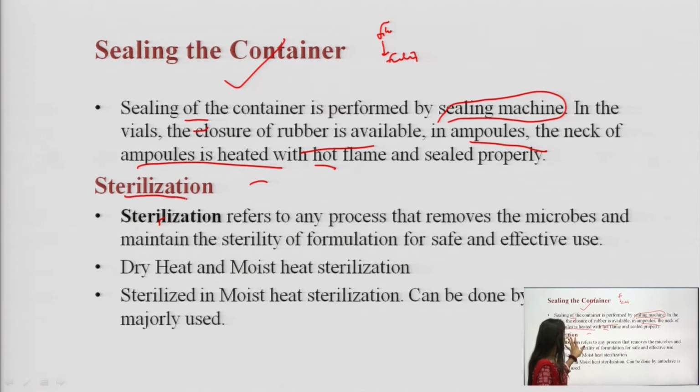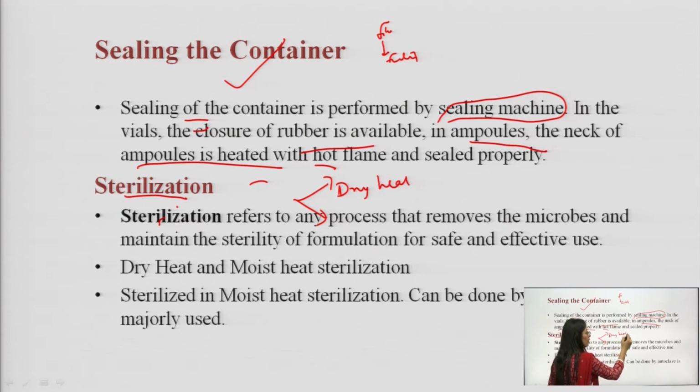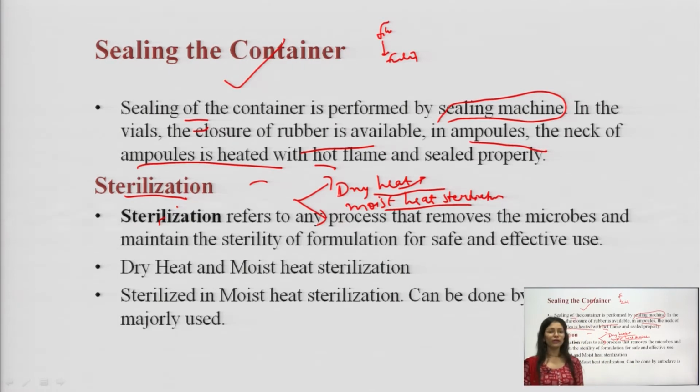Okay, sterilization. Sterilization is important. If your sterility is not maintained, there is no point in incorporating it inside the bloodstream, because whenever you are incorporating anything inside the bloodstream, it needs to be very much pyrogen free. It should be sterile enough. For sterilization, we can go for dry heat sterilization or moist heat sterilization. For dry heat sterilization, we have a hot air oven, and for moist heat sterilization, we have an autoclave.